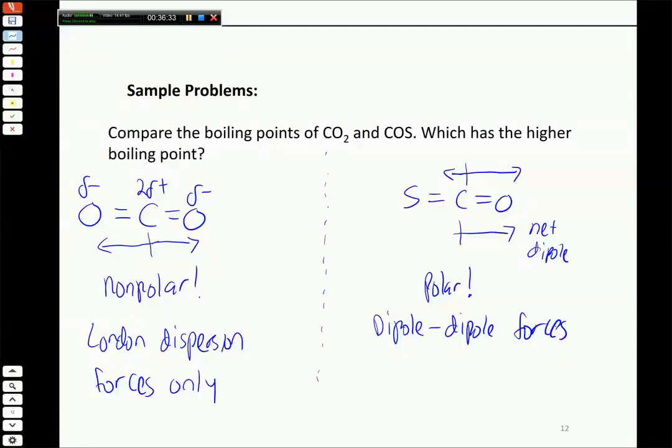And so between these two molecules, you have London dispersion forces only in CO2. You have dipole-dipole forces present in COS, and those are the two strongest forces present in each of these substances. Dipole-dipole forces are stronger than London dispersion forces, and so you would expect this one to have the higher boiling point. Alright, so that's how you want to talk yourself through these types of problems. Figure out what type of intermolecular force is present in the substance, and the one that has the stronger intermolecular forces is going to be the one that has the higher boiling point or the higher melting point, whatever the situation is.